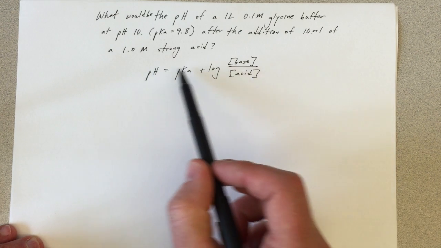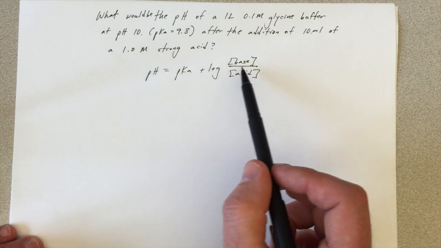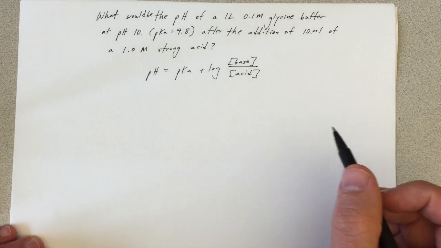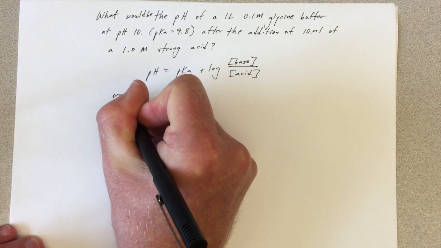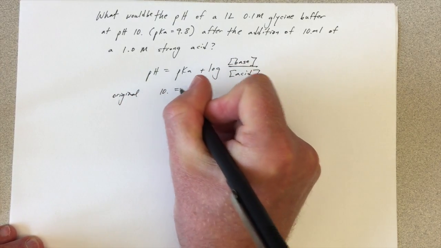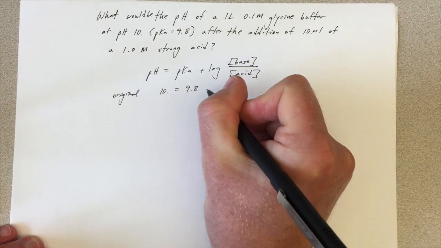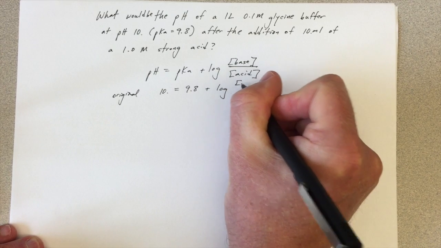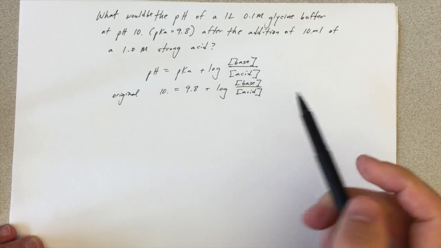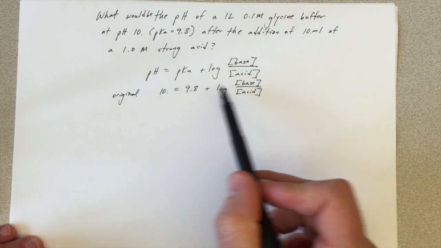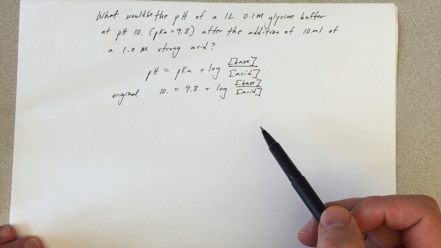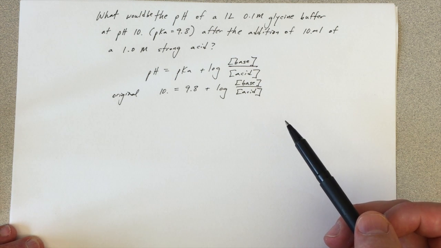So I think what I'm going to do is try to describe the original buffer as best I can using Henderson-Hasselbalch, and then see how it's going to change after I add the acid. So the original buffer has a pH of 10. I know its pKa. It's given to me and it's a constant. I do not know the concentration of the base or the concentration of the acid. And this seems like it's going to be a problem. I've got one equation here and two unknowns. There's no way I can solve for both of those unknowns mathematically unless I have another equation.